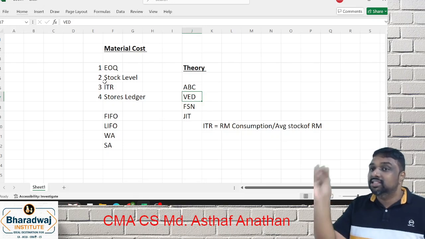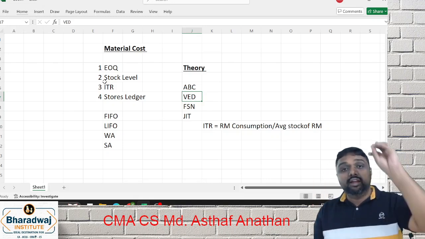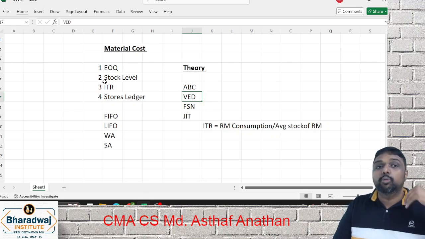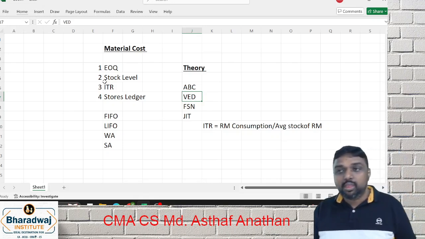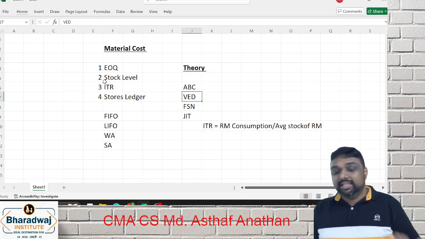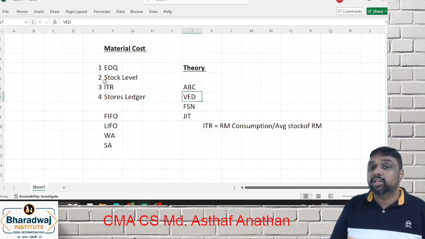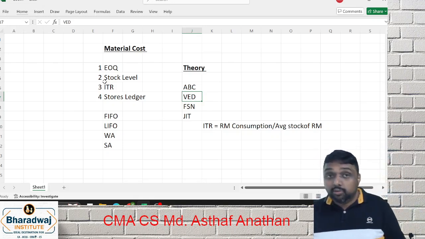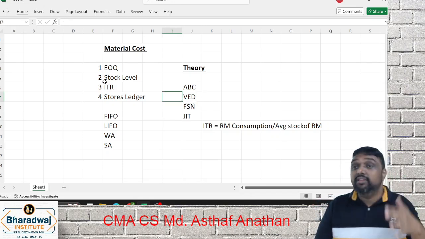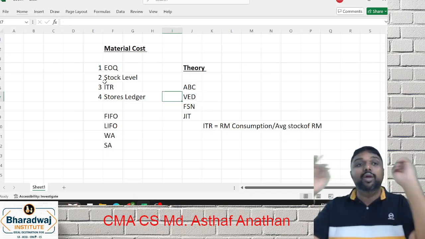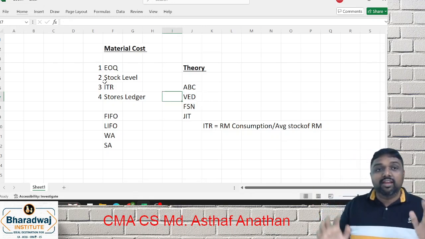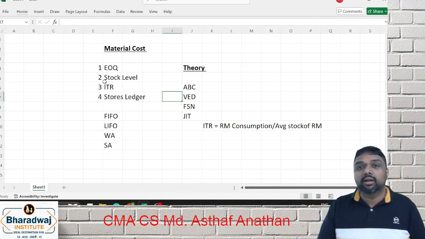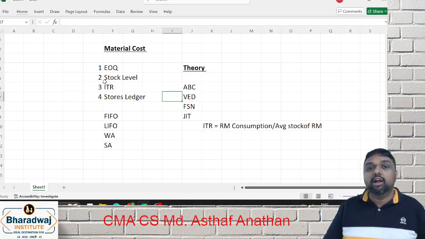VED: vital, essential, desirable. Vital means it is definitely required in the production warehouse, otherwise your production will stop. Essential means production will not stop immediately, but continuously it will stop the production. So every company will ensure that vital raw material is always there. See, today we are running our class. The vital input here is EB power. If power is not there, we can't take class at all.